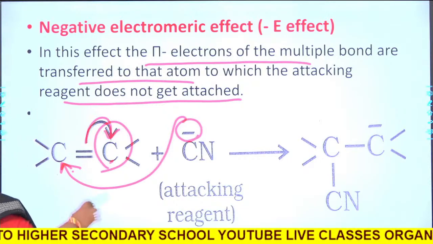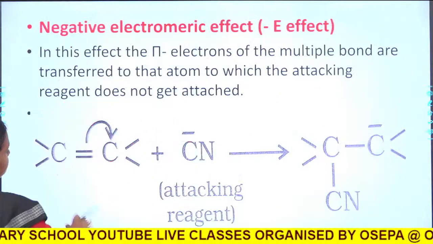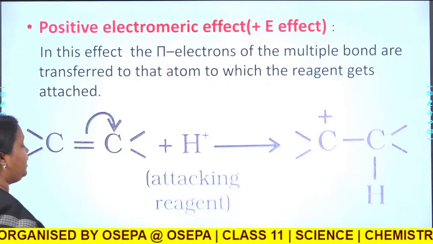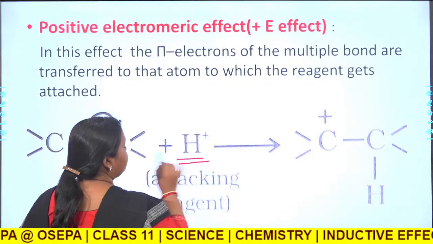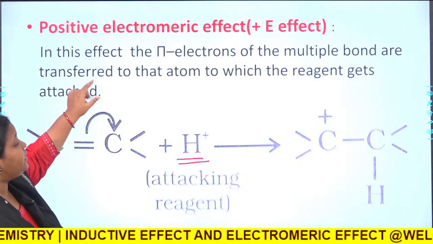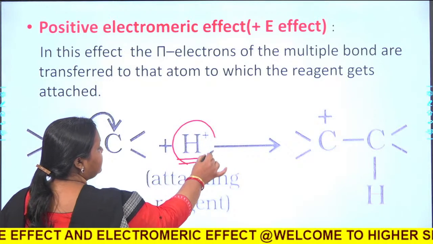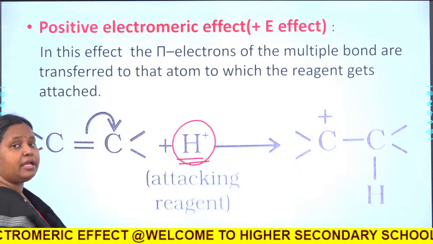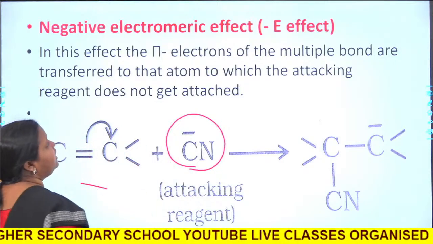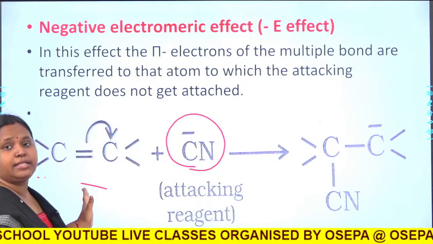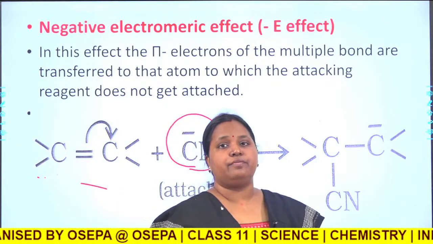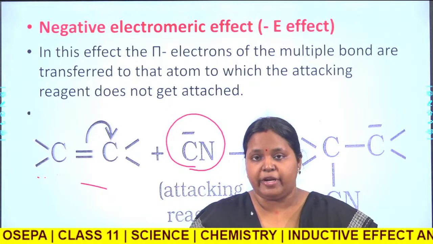Understood? So mark this. If the attacking reagent is a positive one, then it is creating positive electromeric effect, plus E effect. But if the attacking reagent is a negative one, then it is creating minus E effect. This is the short trick to remember. So with this we have completed our electromeric effect.